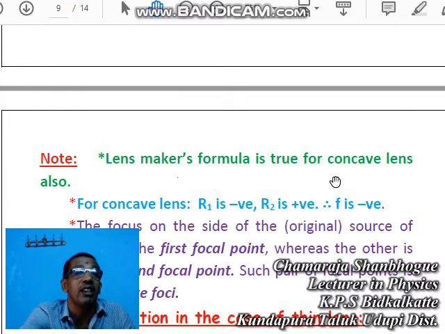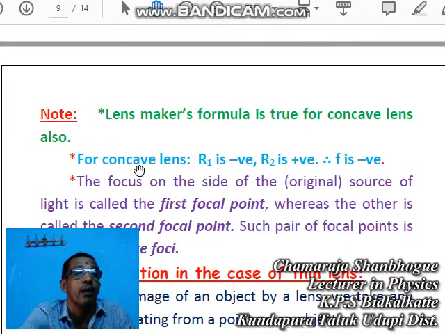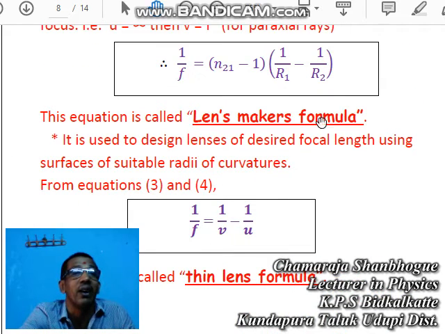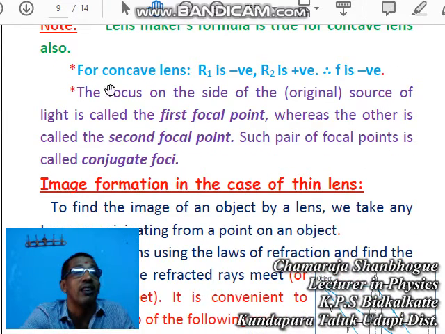Lens maker's formula is true for concave lens also. For concave lens, R1 is negative, R2 is positive. Look here, R1 will be negative, R2 will be positive. Therefore focal length becomes negative. Is it clear? For concave lens, focal length is negative.